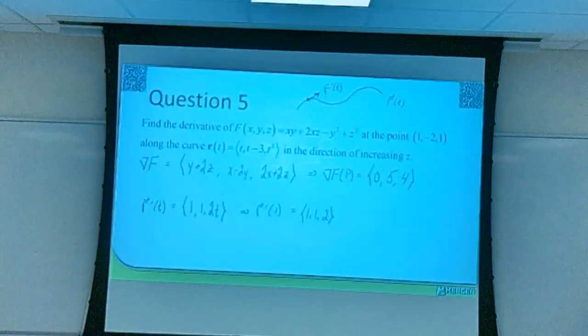(1, 1, 2). Is that in the direction of increasing z? Yes. The z component is positive, which means z is increasing. There's our direction vector. Now we just make it unit. And so we want the unit tangent. 1 plus 1 plus 4, 6, root 6. There is our direction vector.